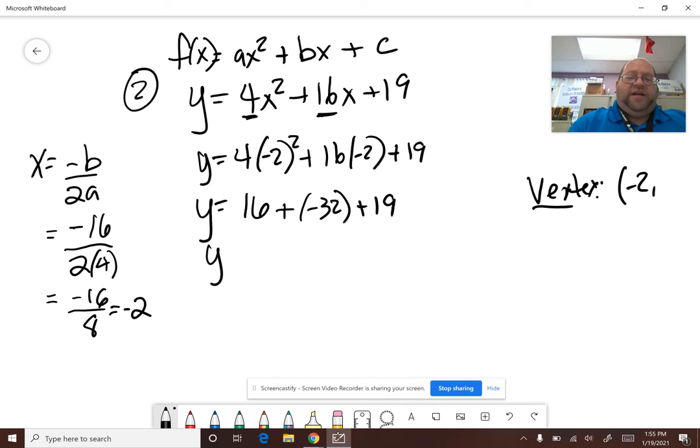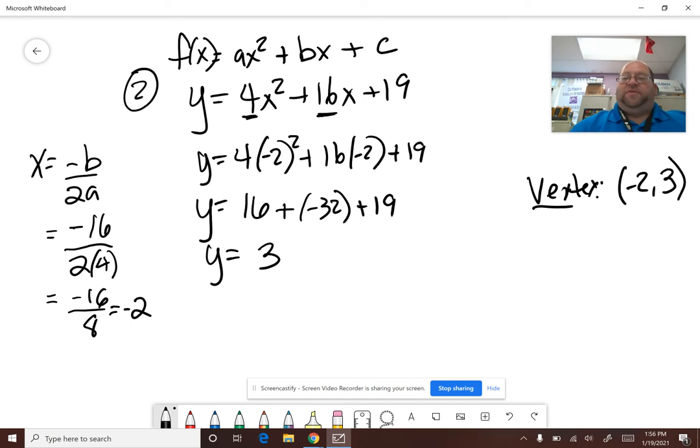So we're on the home stretch. Y equals 16 plus -32, that's going to be -16. -16 plus 19 is actually going to be +3. So my y coordinate in my vertex is +3.